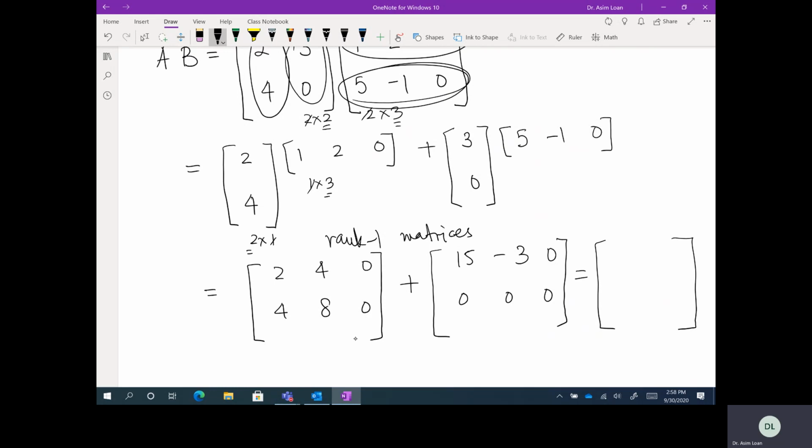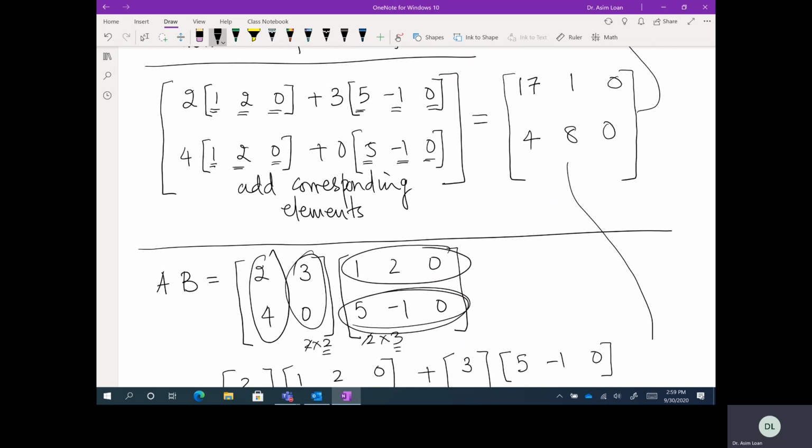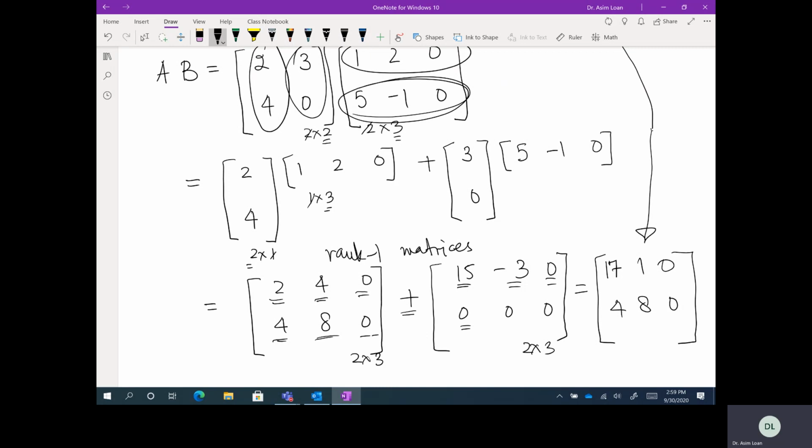So add, because this is also a 2 by 3 matrix. This is a 2 by 3 matrix. We can do matrix addition because the order is the same. So add the corresponding elements: 15 plus 2 is 17. 4 minus 3 is 1, and 0 plus 0 is 0. The second row is 4, 8, 0, which is exactly the same as this one: 17, 1, 0, 4, 8, 0. So this is exactly the same as this one.